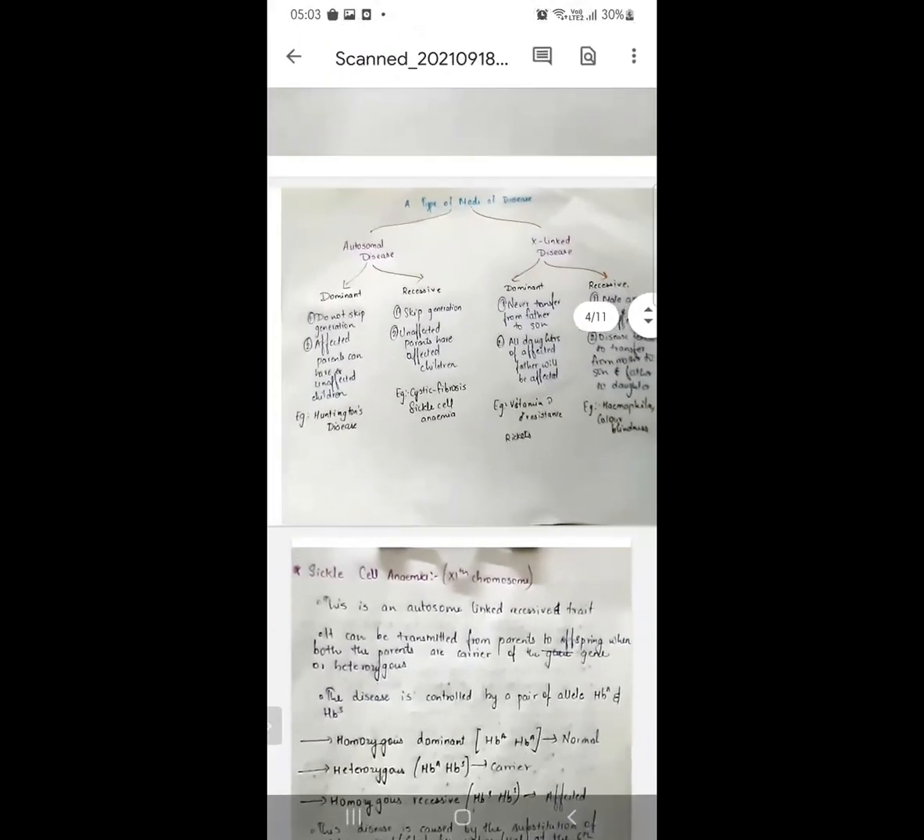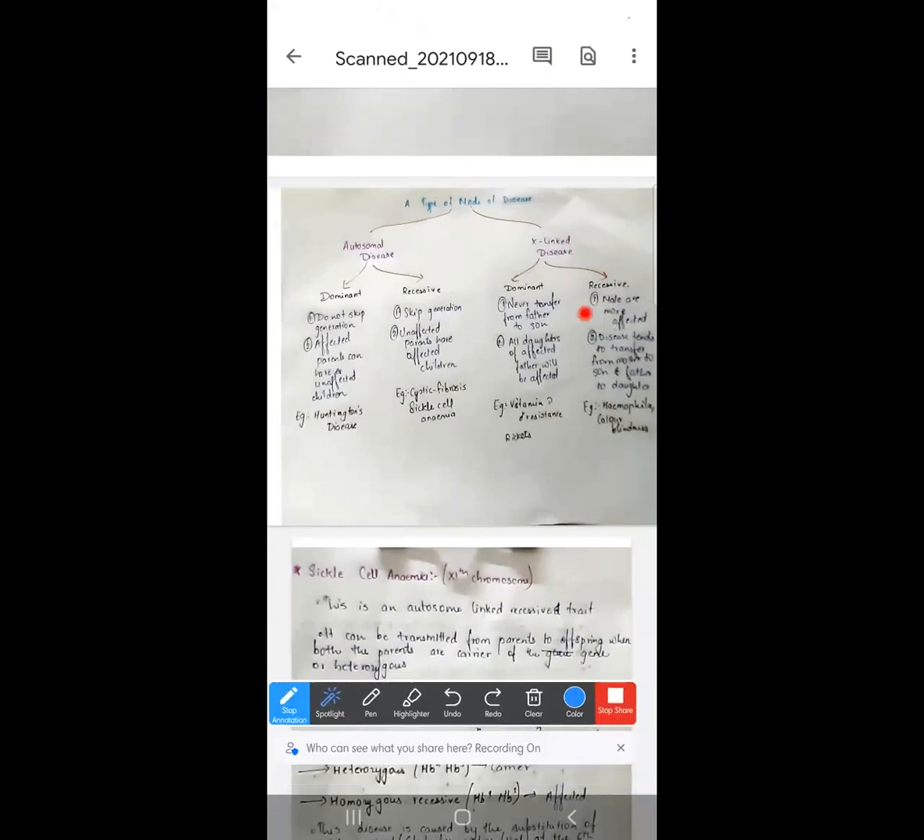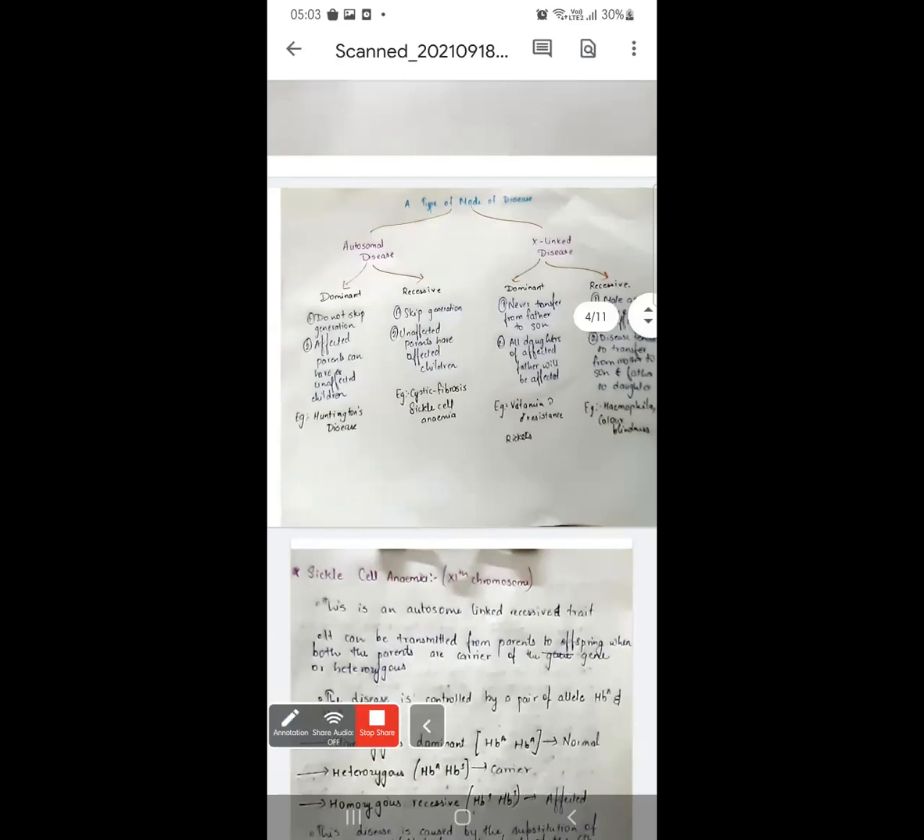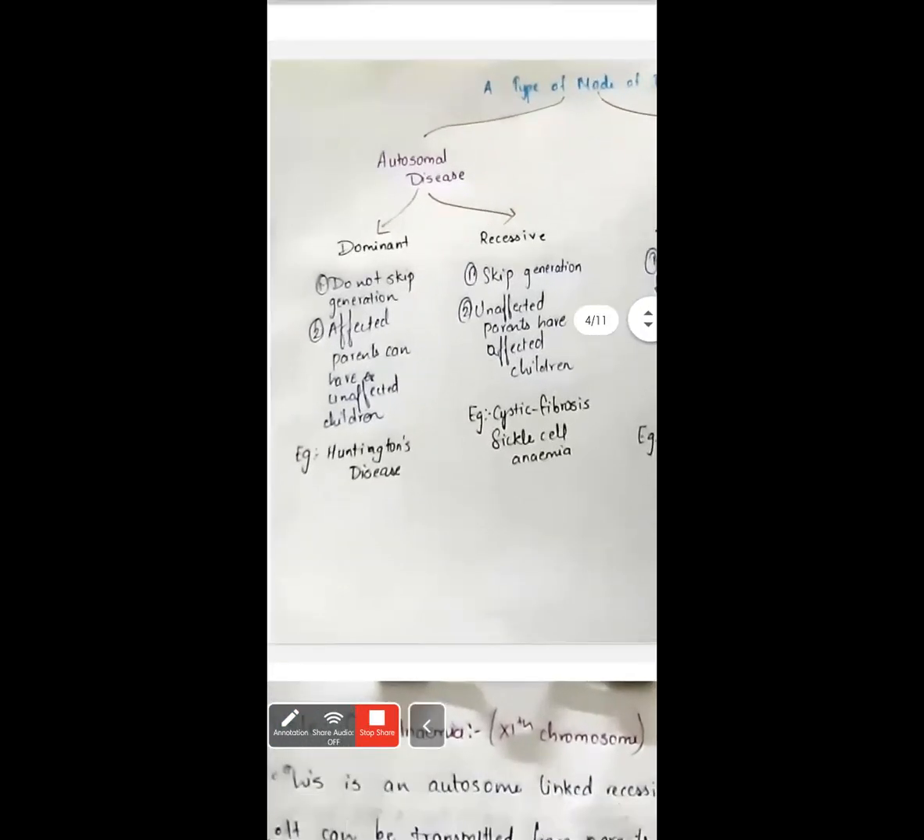Now, types of modes of disease. This is very much important to remember. So, modes of disease are divided into autosomal disease and X-linked disease. That is, these Mendelian disorders can be passed on to offspring by two types of chromosomes, that is, the X chromosome or the autosomes, that is somatic chromosomes. So let's first discuss autosomal disease.